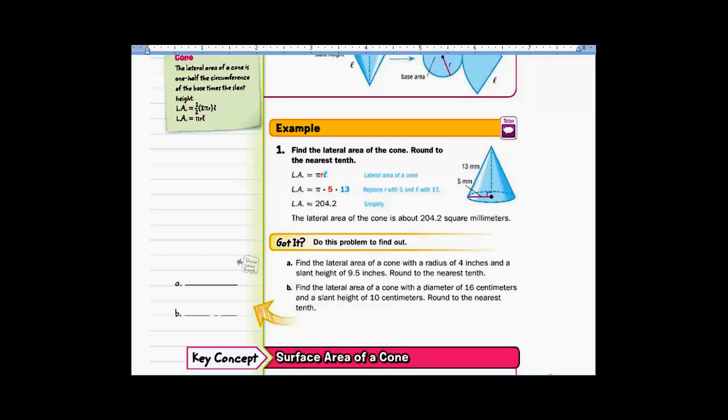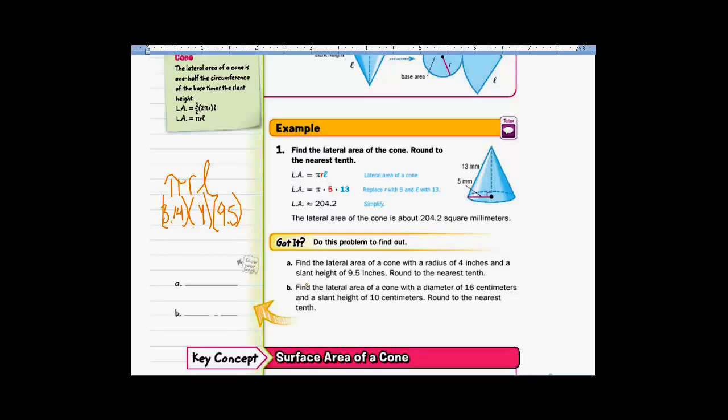Find the lateral area of a cone with a radius of 4 inches and a slant height of 9.5. Go ahead and try that one, please. Okay, lateral surface area. Pi r l. Filling in the blanks: 3.14 times the radius, which is 4, times the slant height, which is 9.5.